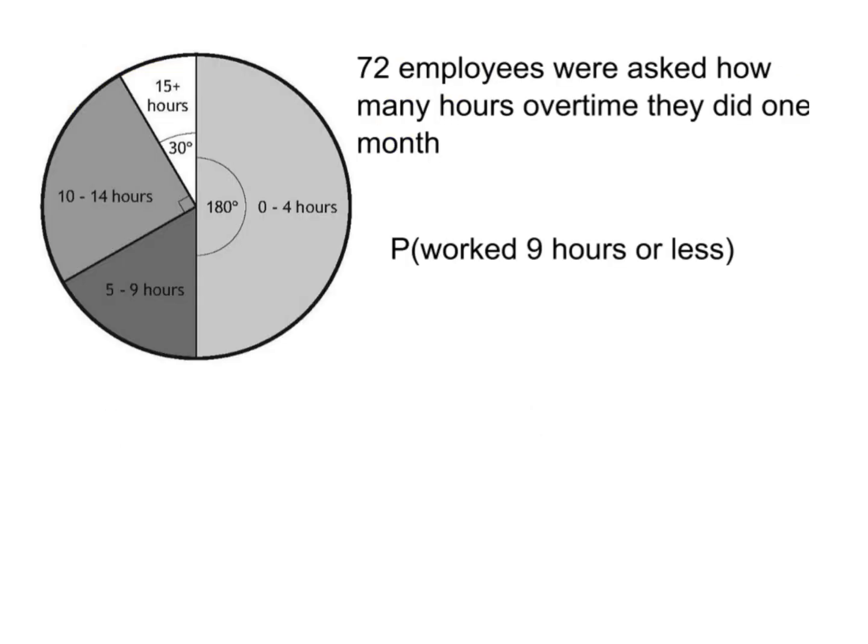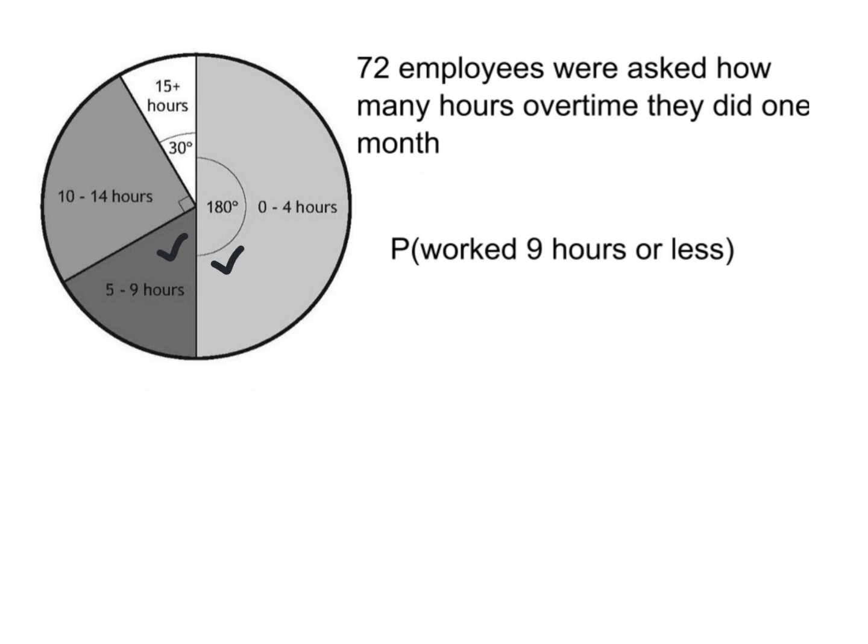Not all my examples come from tables, they actually come from different statistical diagrams. So this is obviously a pie chart. There was another part to this question, but it wasn't really relevant to probability, so I've only included part B. So 72 employees were asked how many hours overtime they did in 1 month. You can see that some said between 0 and 4, 5 and 9 and so on. So the question says, what is the probability that someone worked 9 hours or less? So 9 hours or less are these people here and these people here. We know like half of them did 0 to 4, but what's that missing little bit here?